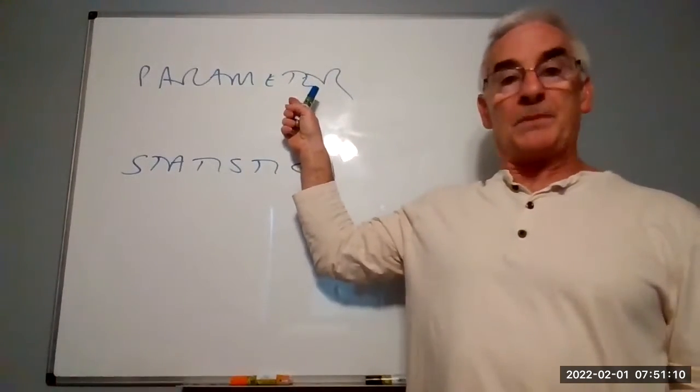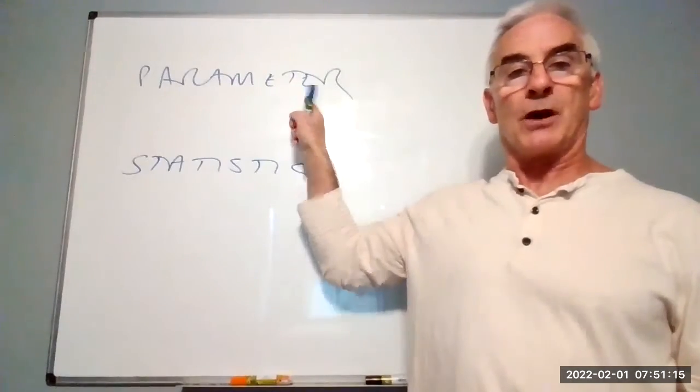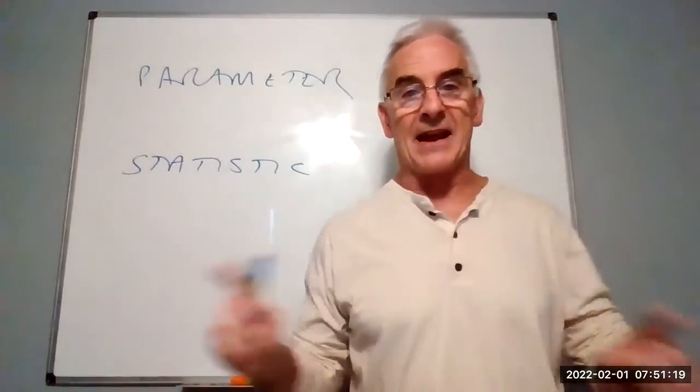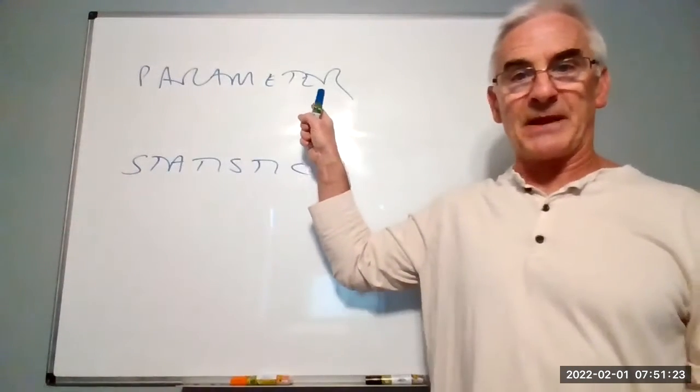Parameter would be the average height of a Mesa College student. A parameter is a number that is a measure of an entire population. And if my population is Mesa College students, and I can collect information about every single student, then I have enough information to say, this is the average height of a Mesa student.